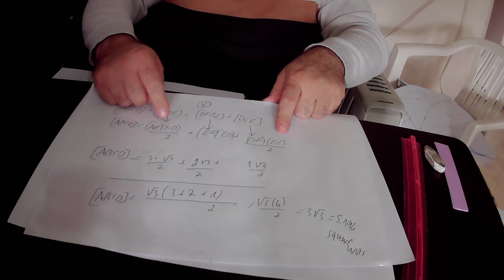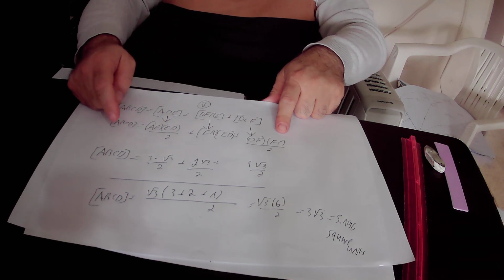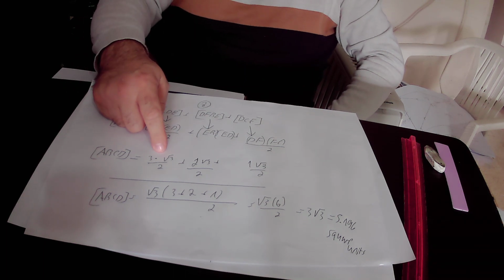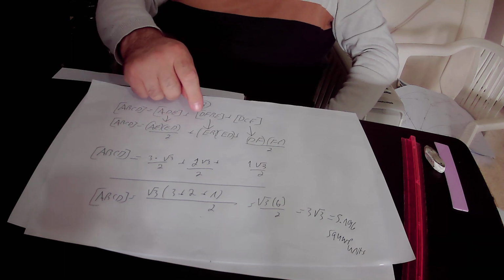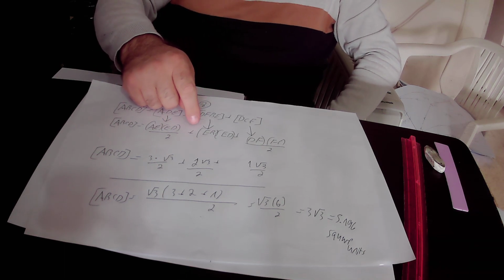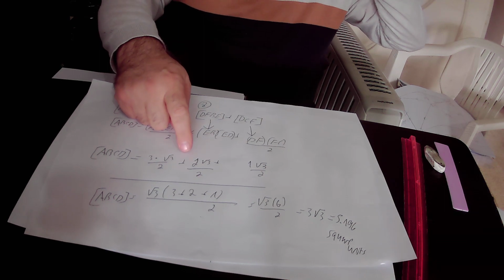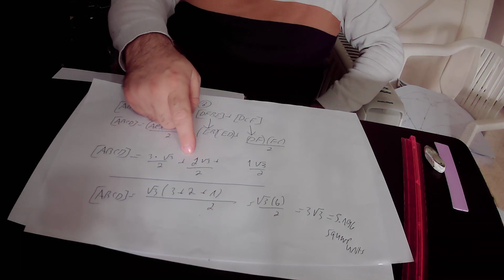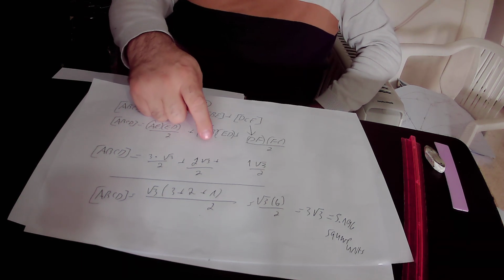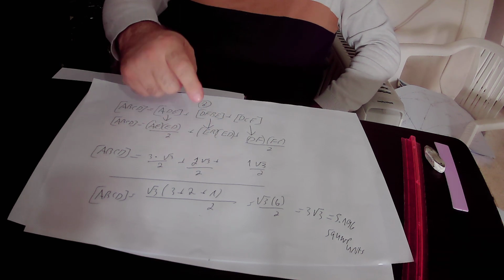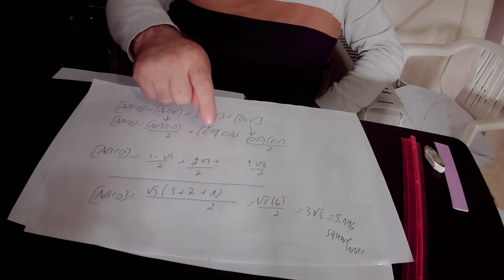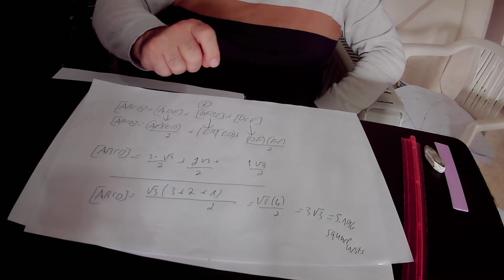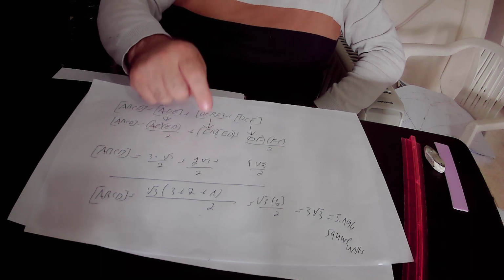AE equals 3 units, ED equals square root of 3. So the area of triangle ADE will be equal to 3 times square root of 3 over 2. The area of rectangle DFBE equals EB, that is actually 1, times ED, that is square root of 3. In conclusion, the area of rectangle DFBE equals square root of 3, because 1 times square root of 3 is square root of 3.